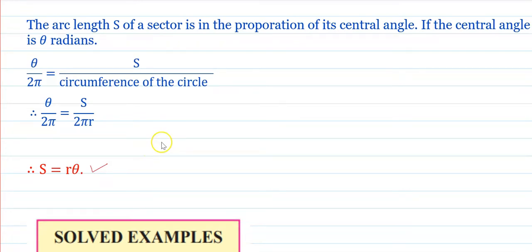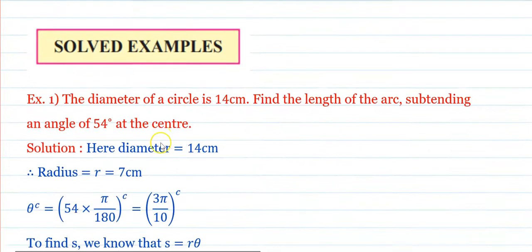Okay, the solved examples, let us see. The first is: the diameter of a circle is 14 centimeter. Find the length of arc subtending an angle of 54 degree at the center. Here the diameter is 14 centimeter. From the diameter, what will the radius be? So r is equal to 7 centimeter.